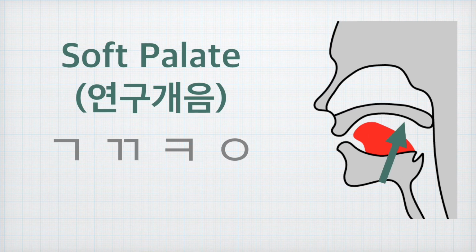Fourth, the soft palate. This one is placed closer to the throat compared to the hard palate. We kind of scratch this part with the root of your tongue when we pronounce k, g, kk, and ng. Try to pronounce them yourself and make sure it touches the soft palate.